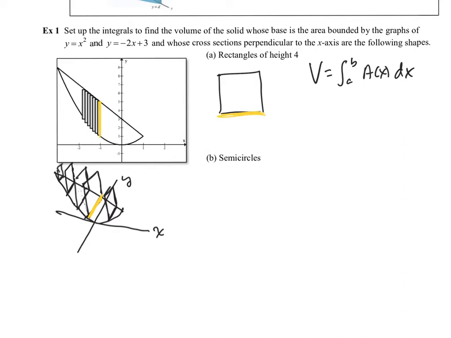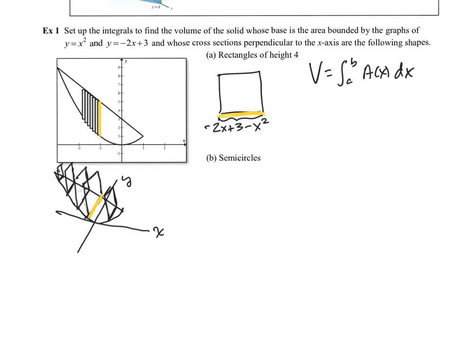All right, so let's talk about how we can find that distance. Well, as you look at the graph, as you look at the xy plane, this yellow distance would be the difference of the top function, which is negative 2x plus 3, and the bottom function, which is x squared. So what we're going to do is take that top function, negative 2x plus 3, and then subtract from that the bottom function, which is x squared. Okay? Now, that would be this distance, the yellow distance.